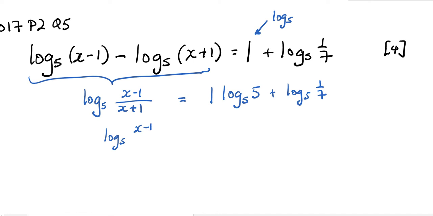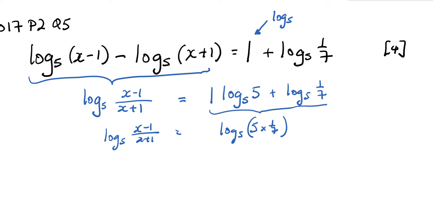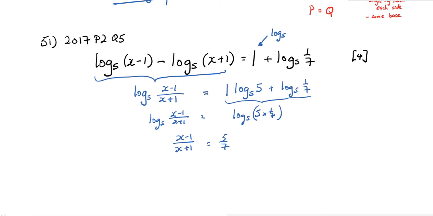Ahad, how do I write the second one? Log base 5. Good. Then after that, what do we do? Compare, or you remove the log. So x minus 1 over x plus 1 equals 5 over 7. Okay? Now if from here you still get wrong, I really don't know.